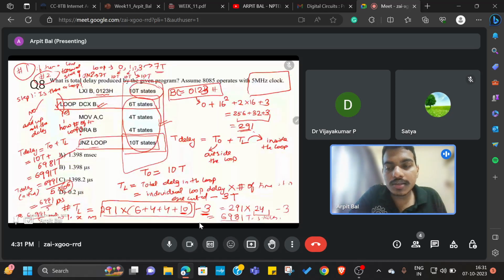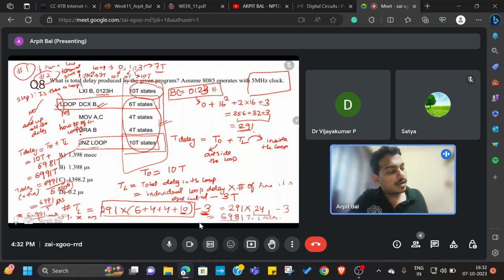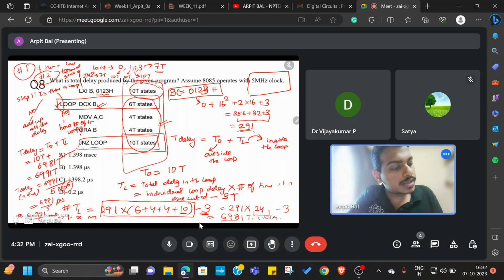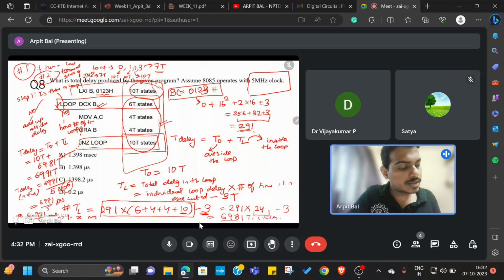There is a subtraction here because the JNZ statement takes 10 T states for each execution, but the terminal execution is of 7 T states. To account for the terminal execution of 7 T states, at the end I have subtracted 3. So we arrive at the total loop delay as 6981 T states. The delay outside the loop was 10 T states because only one statement is outside the loop. So the total delay associated is 6991 T states.